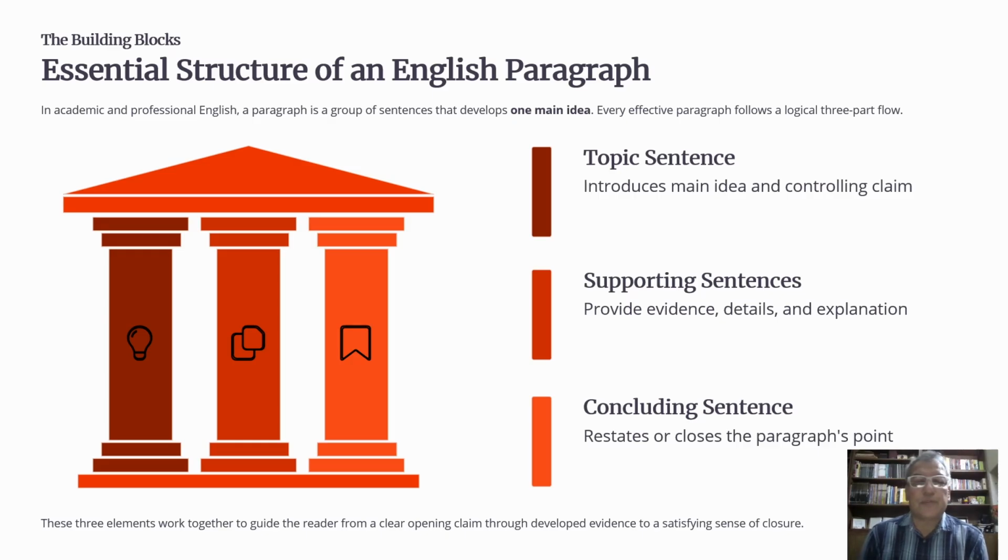For the structure of English paragraphs in academic and professional English, a paragraph is a group of sentences that deliver one main idea. Every paragraph follows a logical three-to-five part flow. The first is a topic sentence that introduces the main idea and controlling claim. Supporting sentences provide evidence, detail, and explanation, and a concluding sentence restates and closes the paragraph.